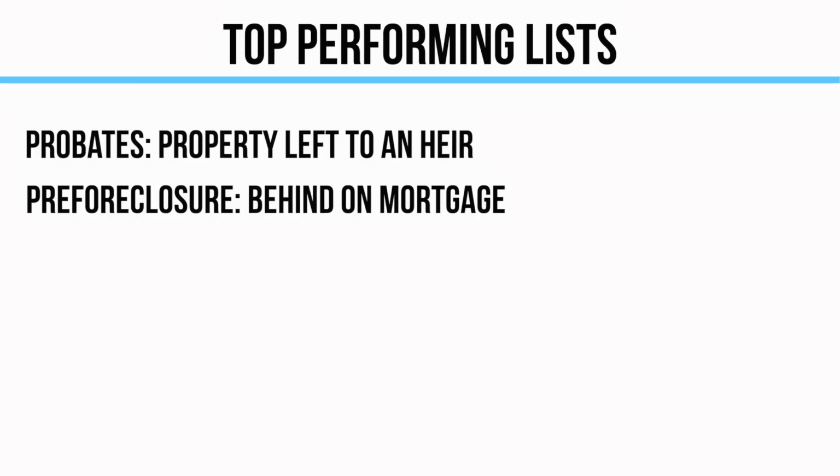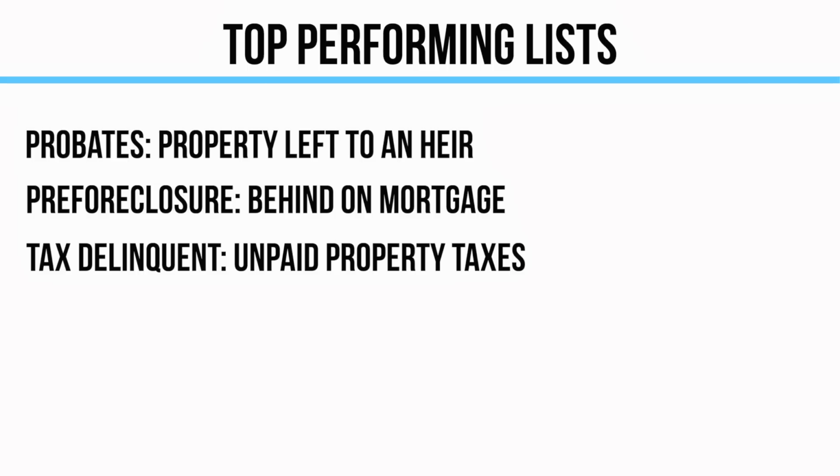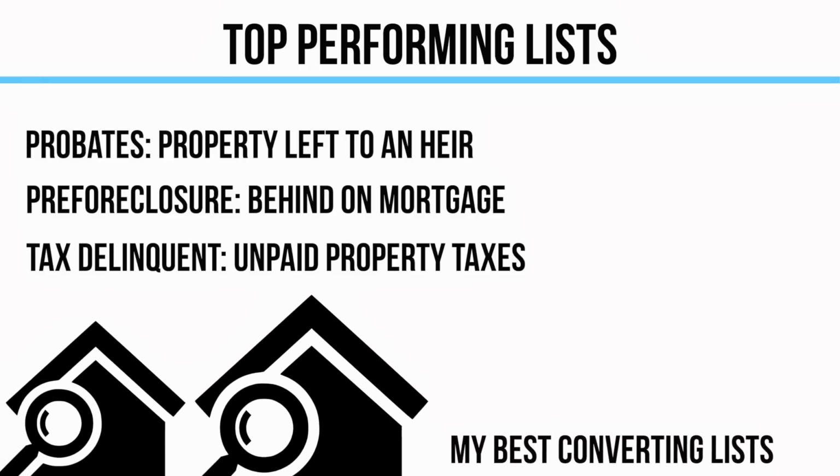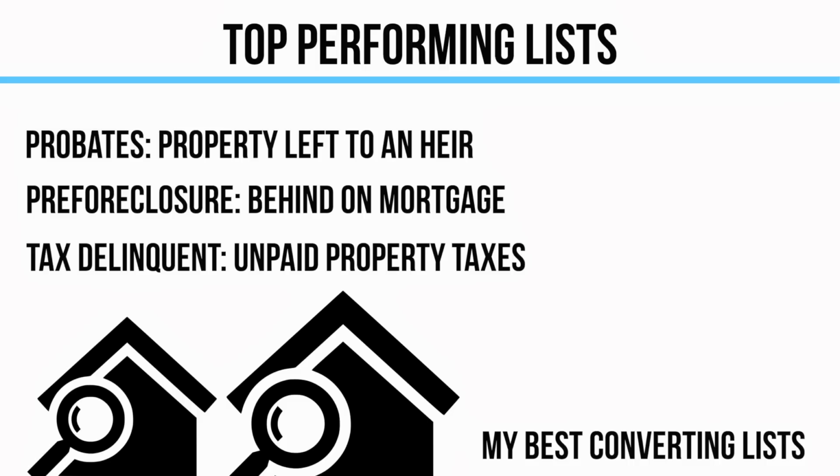pre-foreclosures, which is someone who's about to go into foreclosure for not paying their mortgage, and tax delinquent lists, which are people who are behind on their property taxes, are all great lists to start with. They all have motivation to sell and will usually let their home go for less than it's worth. Now, the great thing is all these lists can be pulled manually from your local courthouse for free.